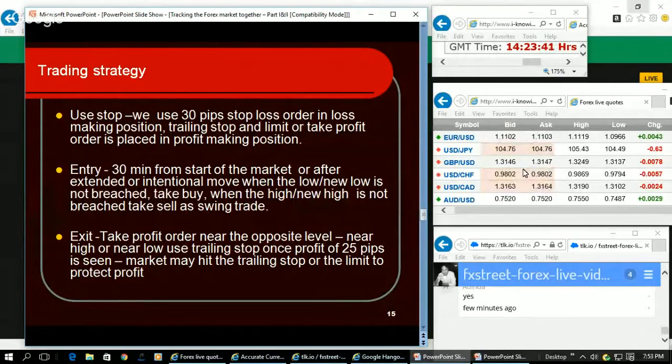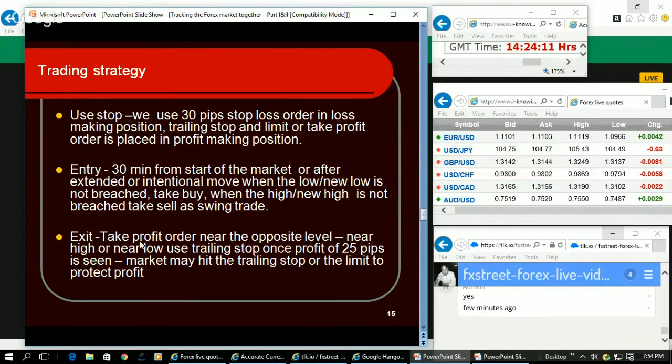As far as a sell order is concerned, we try to take a sell near the high when the high is being formed and they do not breach the high for more than 30 minutes from the start of the session. And in the event they breach the low and stay below the initial low for more than 30 minutes from the start of the session, then we try to take a sell position. So that's how we try to enter the market.